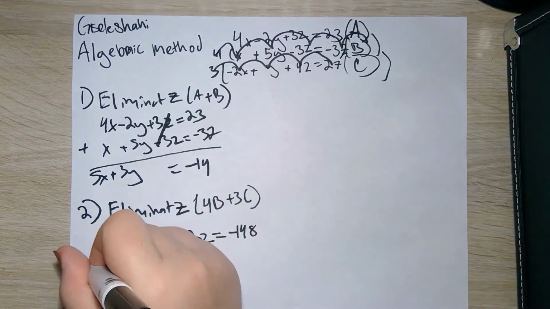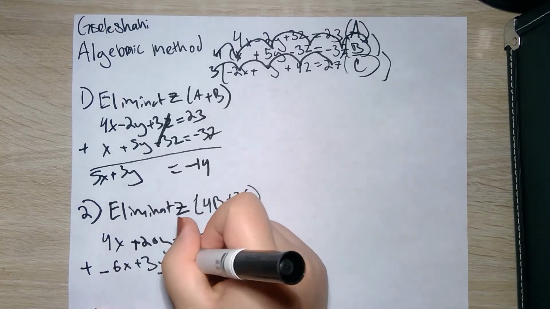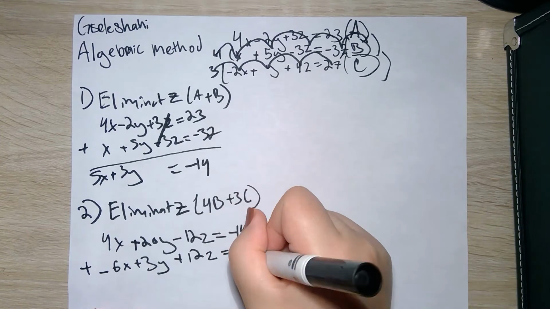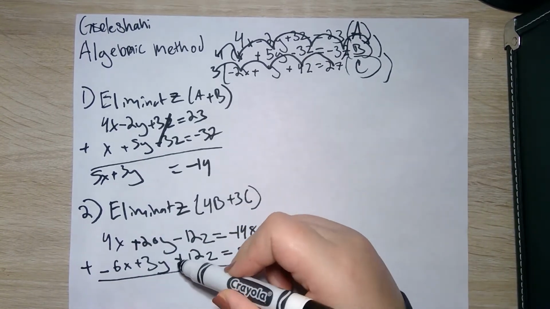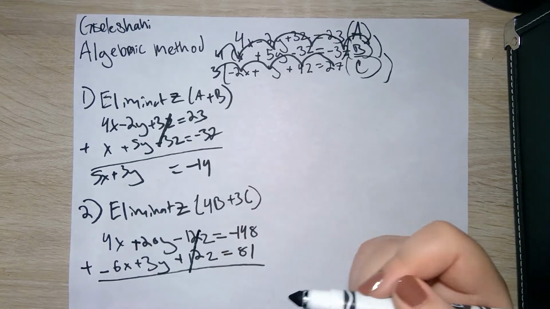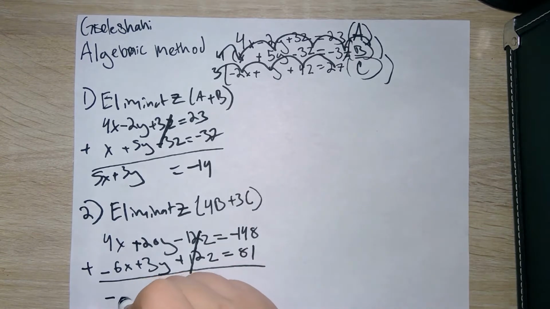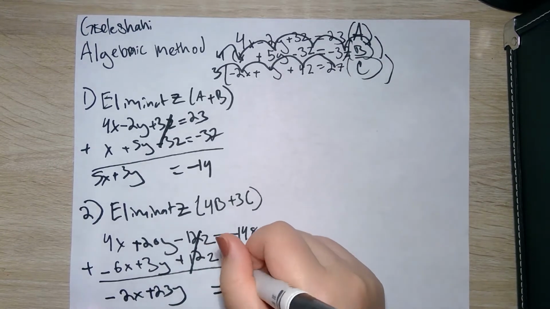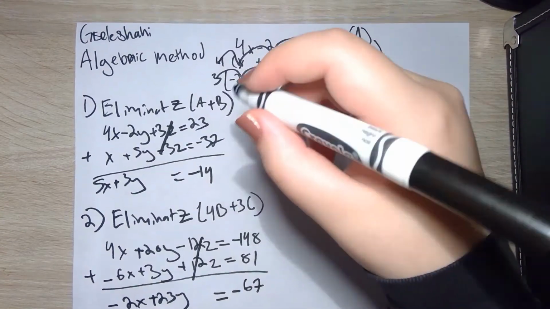Then you can see that it's a negative 12 and a positive 12, and that will be eliminated. So then you add all this together, which would be negative 2x plus 23y equals negative 67.